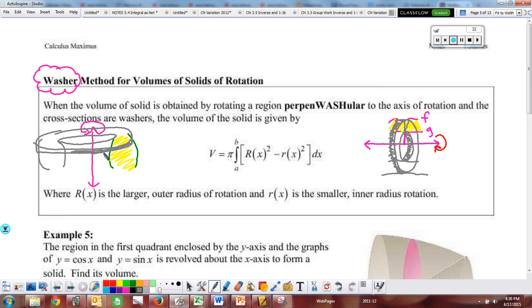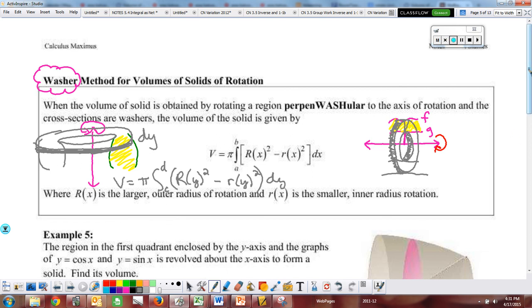Now if I spin this way, it's always perpendicular, so because my axis of rotation was vertical, I'm slicing it horizontally. This will be dy. These will be areas as functions of y. So the volume in this case would be pi integral from c to d, because I'm doing y again, of big R of y squared minus little r of y squared dy. That would be the only difference if I spin that way.